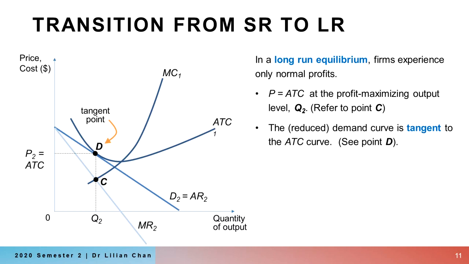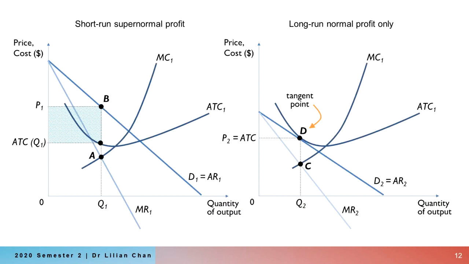So at that tangent point, it means that the price given by the demand curve at that point is equal to the average total cost given by the ATC curve at that same point. So here I show it to you side by side so you can see the difference between short run supernormal profit and long run normal profits only.